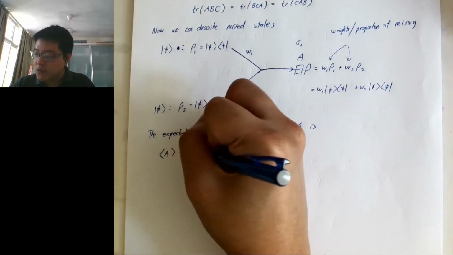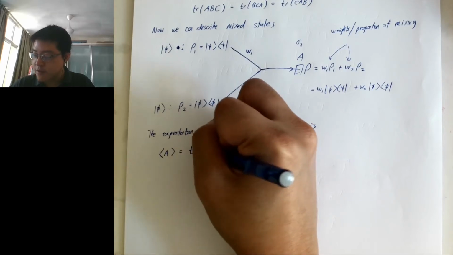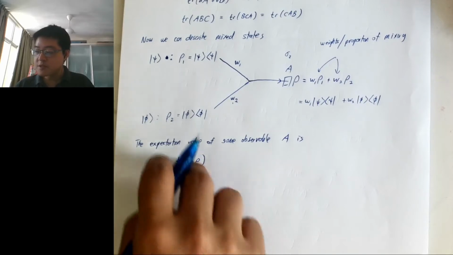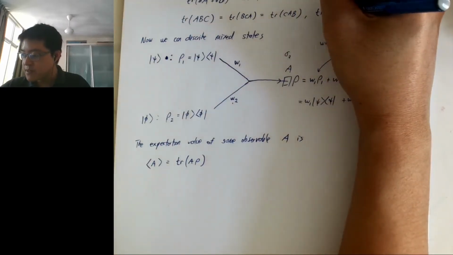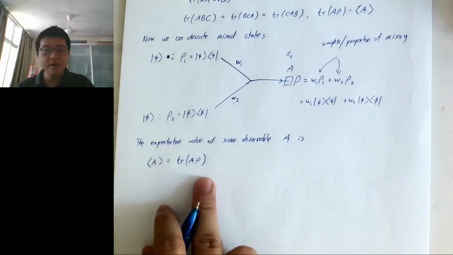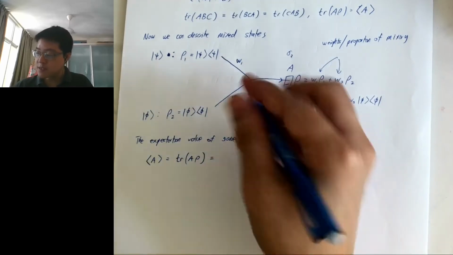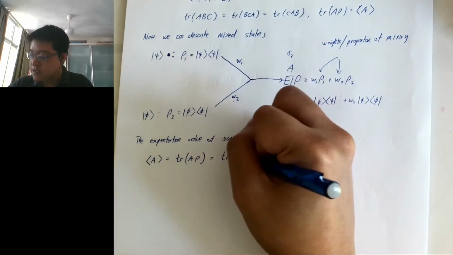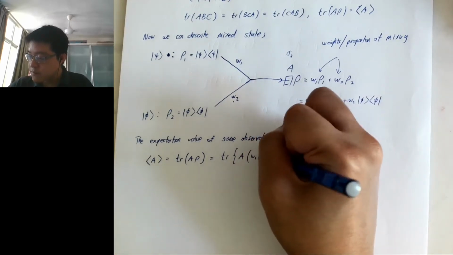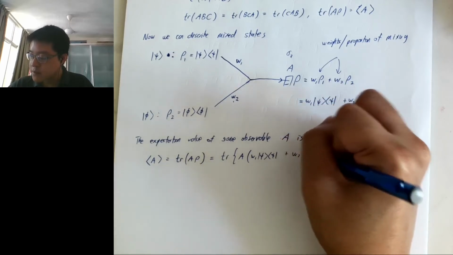So what is the expectation value? We have found that to calculate the expectation value, we use this formula: the trace of A times rho. This was one of the things that I forgot to say here. So this is the formula to calculate the expectation value. And how do you work this out? Well, just plug this in directly and let's see what we get. So this is A operating on this operator, W1 psi, and W2 phi.